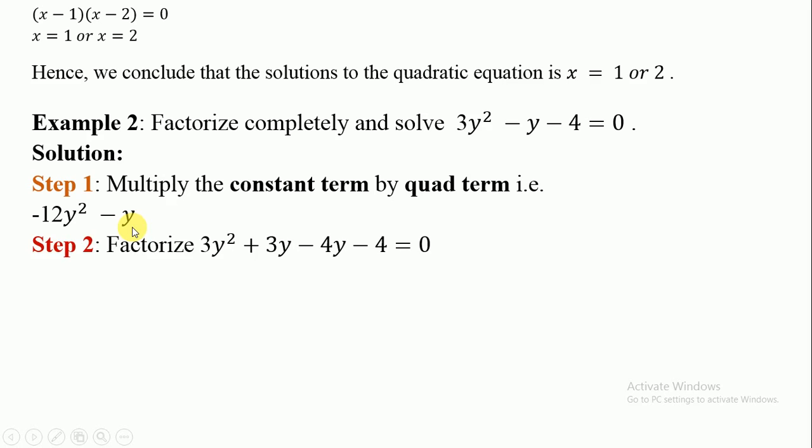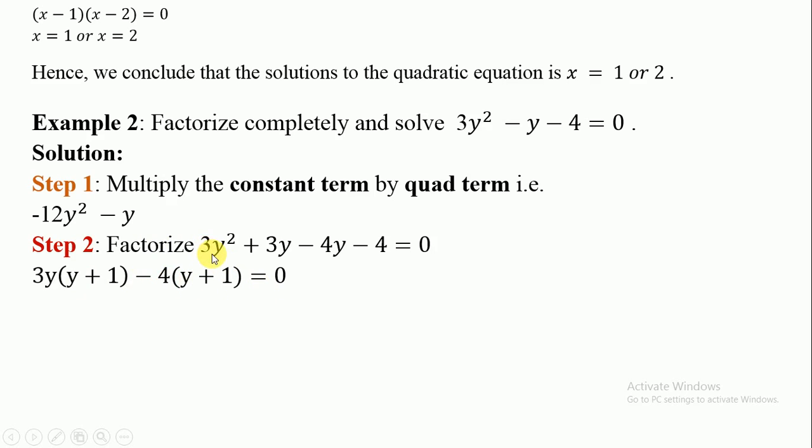So having done that, the next step is to factorize. Think of two numbers that when you multiply, it gives minus 12y squared, and when you add, it gives minus y. And after critical reasoning, we're able to come up with those two expressions, which are plus 3y and minus 4y. And from there, we have what we have here, which is 3y open bracket y plus 1 close the bracket minus 4 open bracket y plus 1 close the bracket equals 0.